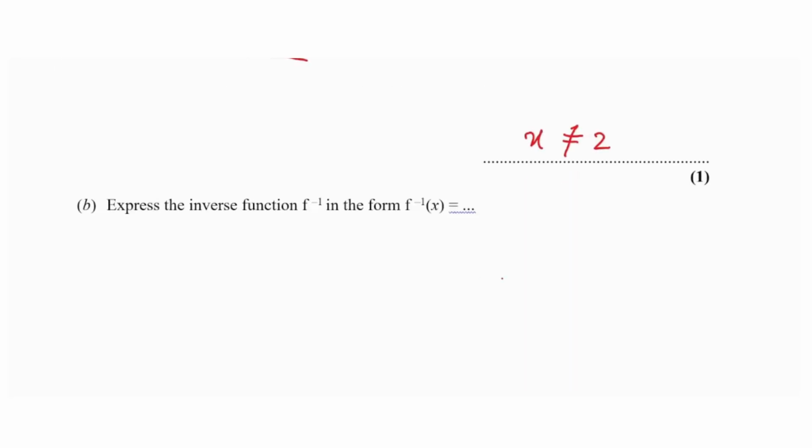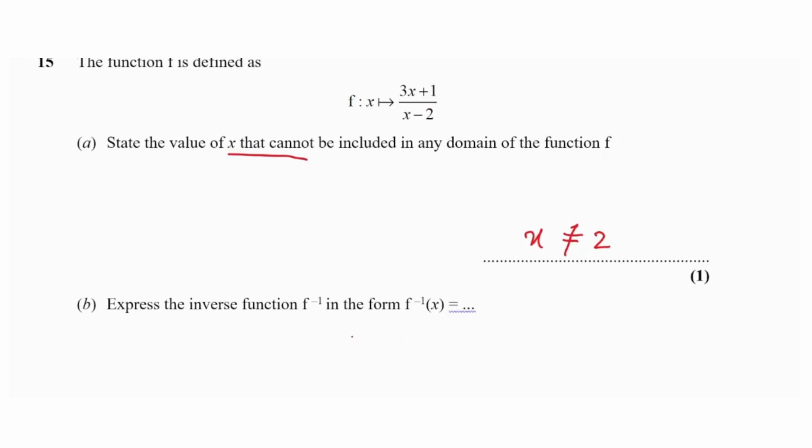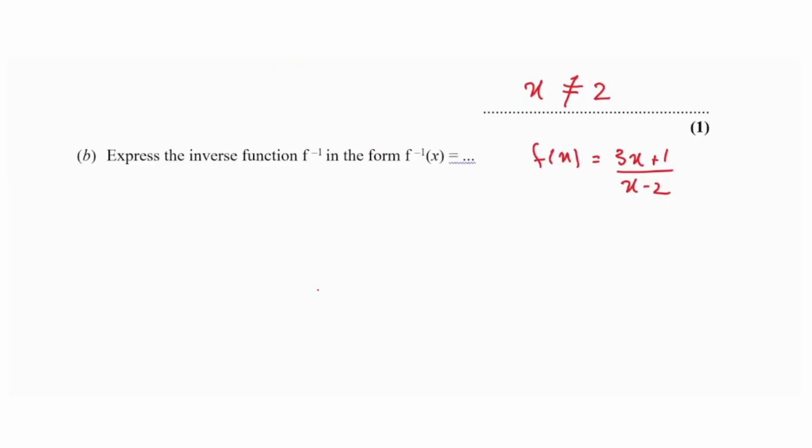Okay, so express the inverse function f minus 1 in the form f inverse of x. So let's write down the function quickly. f of x is equal to 3x plus 1 over x minus 2. You just need to follow these steps so you will understand easily. Let's put f of x as just y. So y is equal to 3x plus 1 over x minus 2. Now we're going to replace y with x and x with y. So that becomes x is equal to 3y plus 1 over y minus 2.